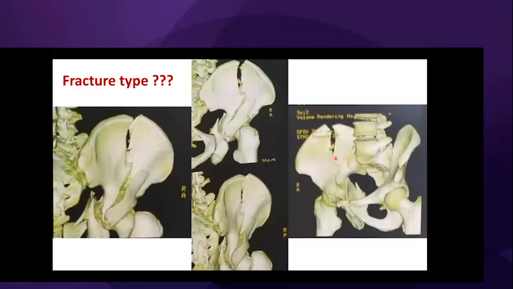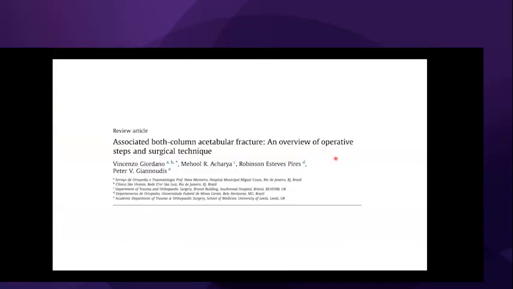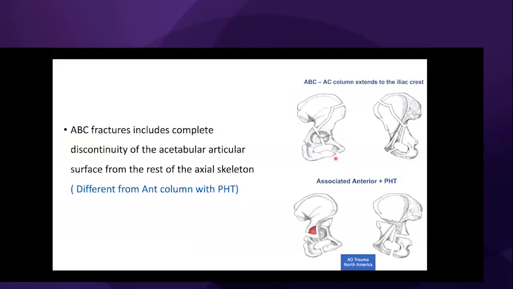To differentiate between these two types, this is a very nice review article about the associated both column fracture. Most of the material in this lecture is collected from this review article. The associated both column fracture includes a complete discontinuity of the acetabular articular surface from the rest of the axial skeleton. So you will not find any part of the articular surface of the acetabulum connected to the constant fragment attached to the sacroiliac joint.